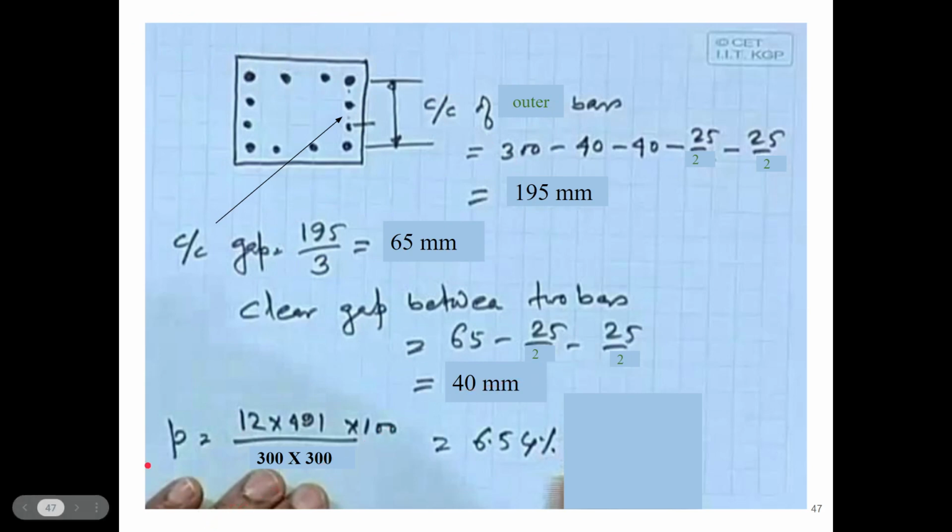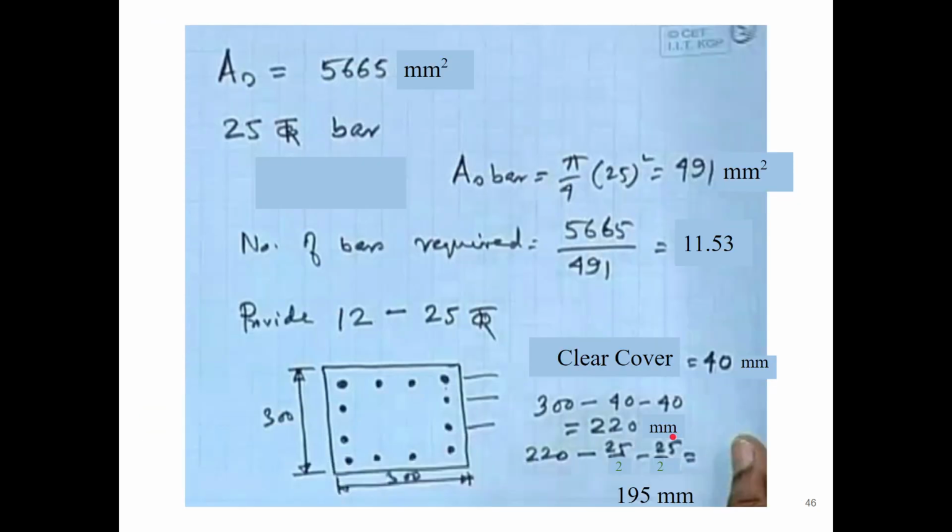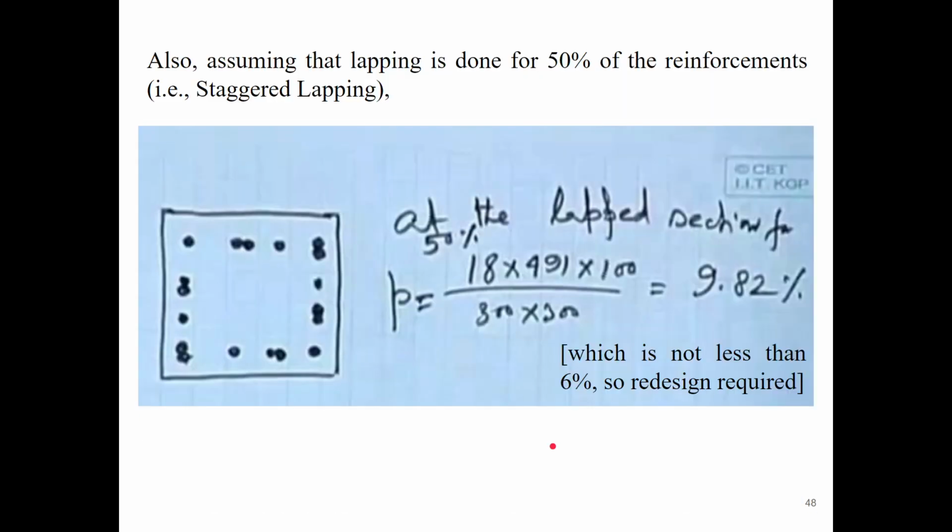In this case the P value will be 12 into 491, that is 12 bars of 25 mm diameter area, into 100 by 300 by 300, which is 6.54, which we calculated. So we took it more, so it is anyway greater than 6%.